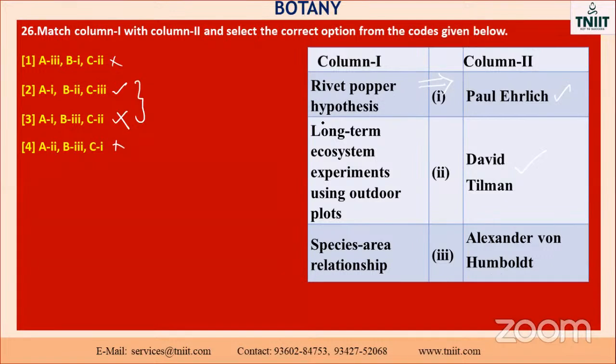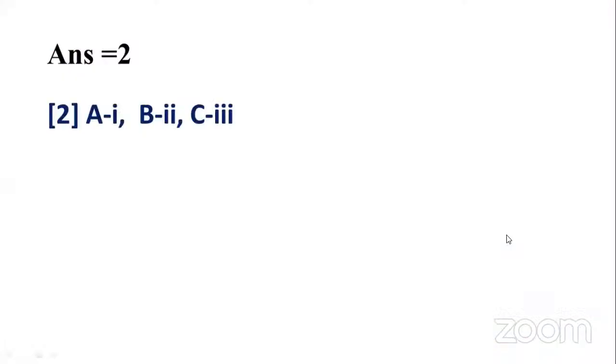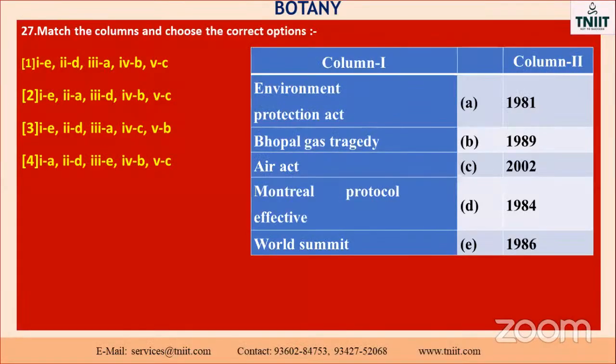This is a direct question, my dear students. Take it down. You take notes also. Rivet-popper hypothesis, Paul Ehrlich. Long-term ecosystem experiments using outdoor plots, David Tilman. Species-area relationship, Alexander von Humboldt. Okay, my dear, don't forget. Go to the next one.